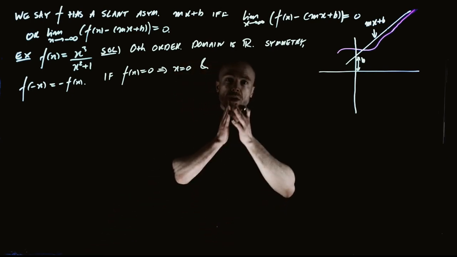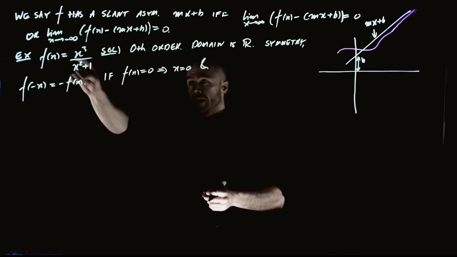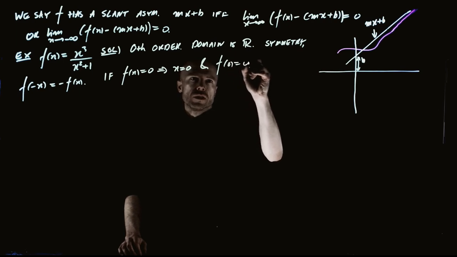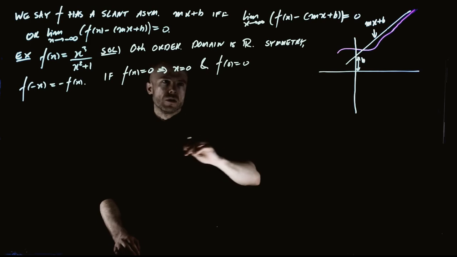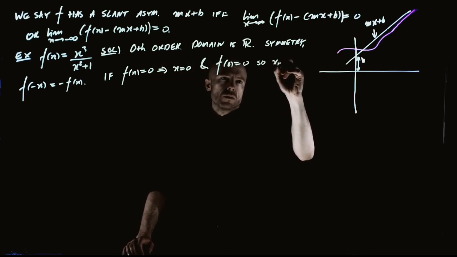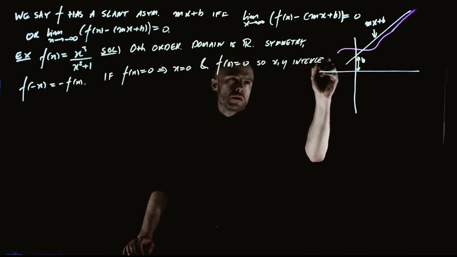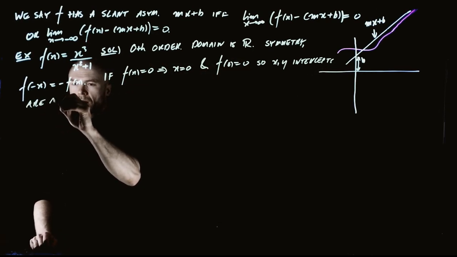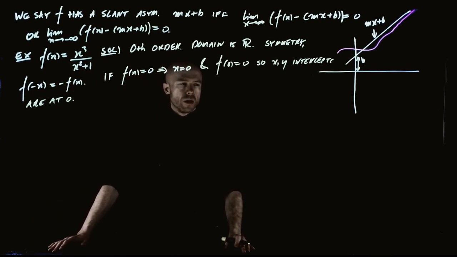Yeah? And when is it going to cross the y-axis? It's going to cross the y-axis when x is equal to 0. So what value will we have when x equals 0? We put x equals 0 into this, we just get 0. So f of 0 equals 0. So it's only going to cross the x and y-axis at just one point, which is the point 0, 0. So x, y intercepts at 0. Cool. Okay.